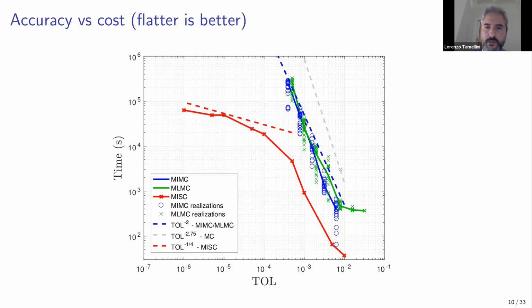The blue and the green are multi-index Monte Carlo and multi-level Monte Carlo. You might know these methods. They are, let's say, other possible methods to do UQ based on Monte Carlo. Here, we are seeing instead the convergence of the red line, the MISC convergence, which is substantially faster than MIMC and multi-level Monte Carlo because we're exploiting the regularity of the solution. So instead of doing Monte Carlo in probability, we do stochastic collocation sparse grids.